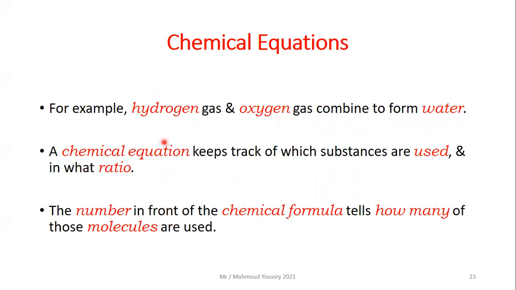A chemical equation keeps track of which substances are used and in what ratio. The number in front of the chemical formula, we already studied the chemical formula, tells how many of those molecules are used in the chemical reaction.